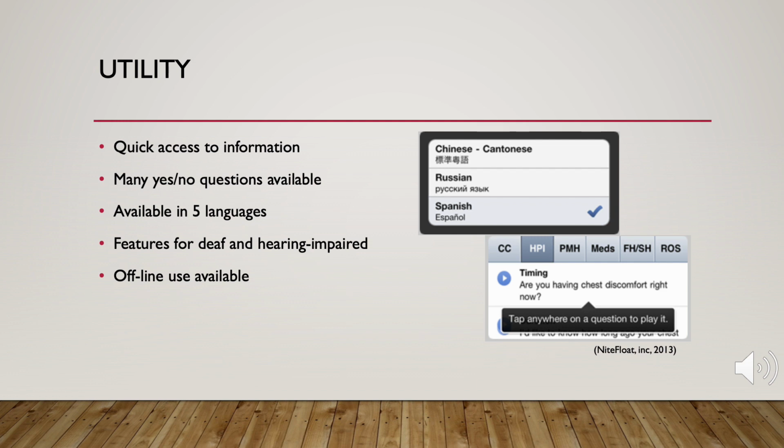MediBabble is currently available in 5 different languages. Some of those require additional downloads within the app. The app provides features that can assist with hearing impaired and vision impaired patients as well. MediBabble does not require internet connectivity in order to function. As long as the app is downloaded and installed on your device, the software will function without internet connection.